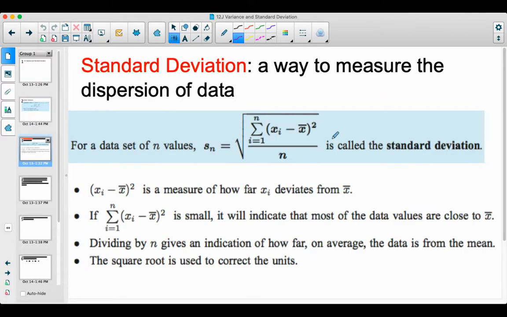In this textbook, we use S sub n for standard deviation. On your calculator you're going to see it written like this. That's the standard deviation you're going to be using on your calculator when you run the one bar stats. If you look underneath the square root, that is your population variance, and it is just a way to measure the dispersion of the data. It tells you how far on average the data is from the mean. So we sometimes call the standard deviation the average of the average.